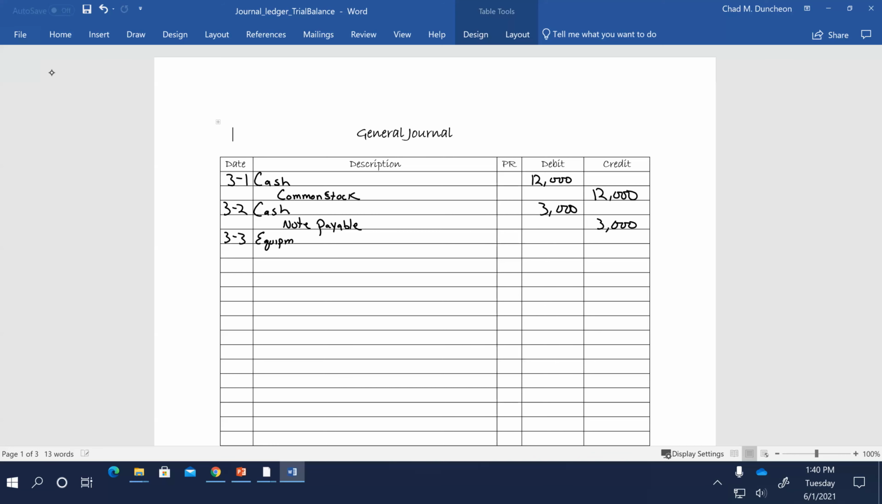Equipment is our asset that is increasing. To increase an asset, it has a normal debit balance. We make a debit entry for it, $4,500. But cash is an asset, but cash is going down this time. See, in 1 and 2, when we received cash, we made a debit entry. Now we're paying cash, so cash is decreasing in value for the company. So to make it go down, we need to make a credit entry because it has that normal debit balance. $4,500. Okay.